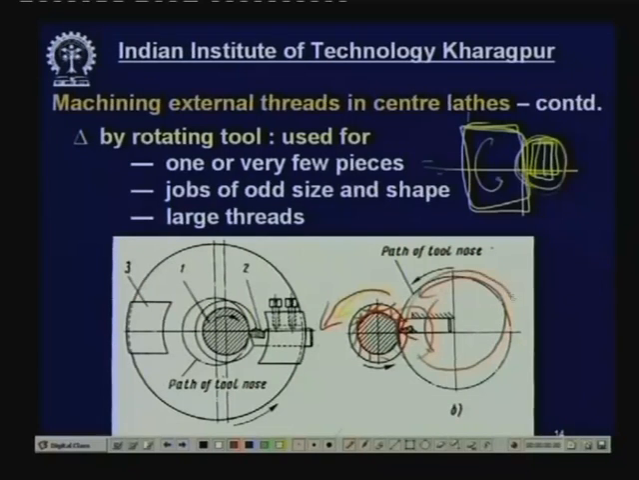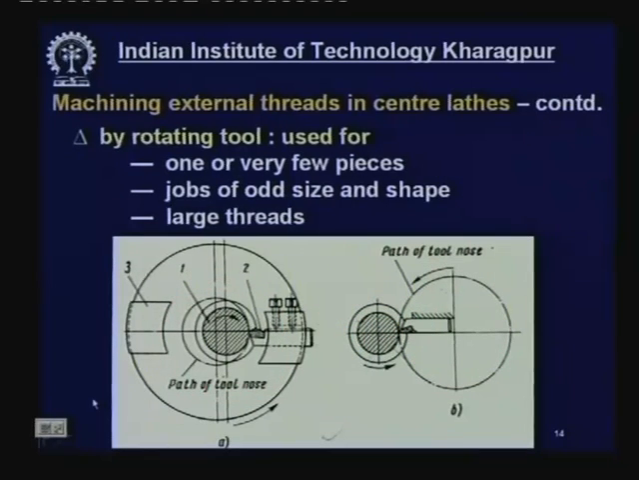Now, this is external rotation, and here the tool will rotate around the job like this, and the job will rotate in a different direction. So, here you produce the thread by removing the material intermittently. These are also used for large threads and odd shaped jobs like castings, forgings, and the like.